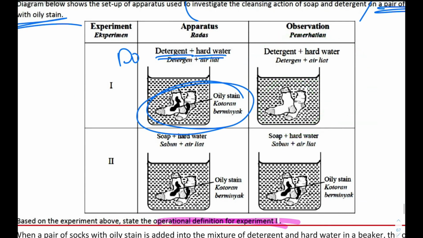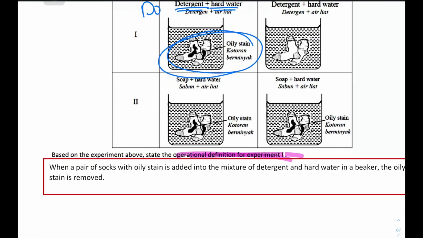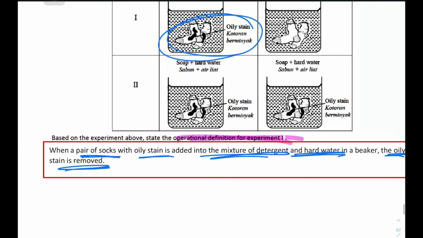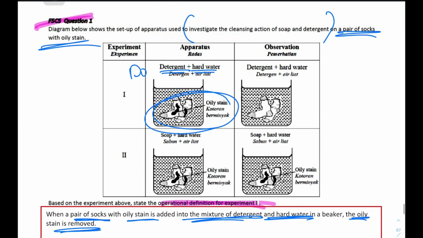So we just have to make a simple sentence based on this experiment 1, which is: a pair of socks with oily stain is added into the mixture of detergent and hard water. The oily stain is removed. Just like that. Okay, so that's all for operational definition.